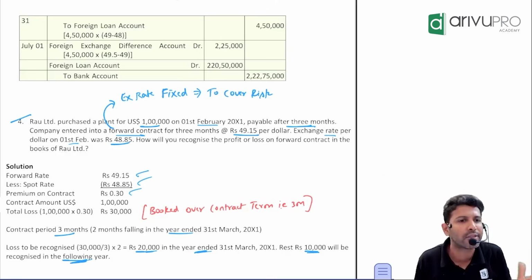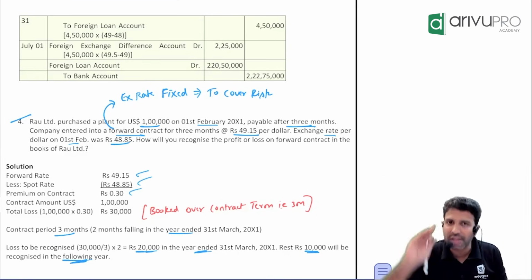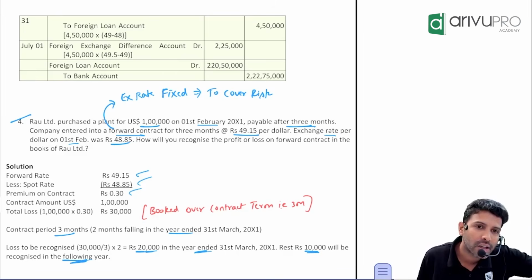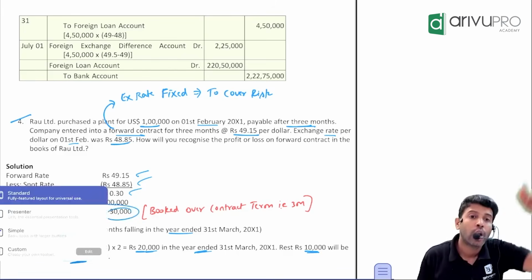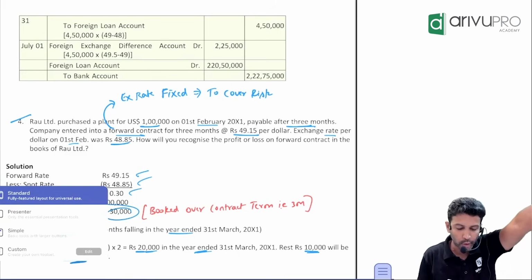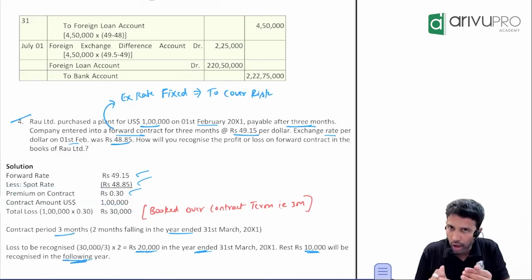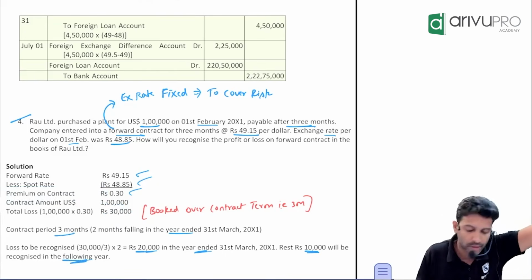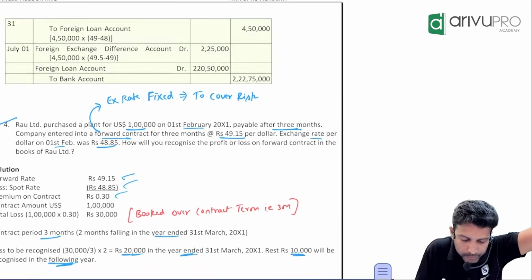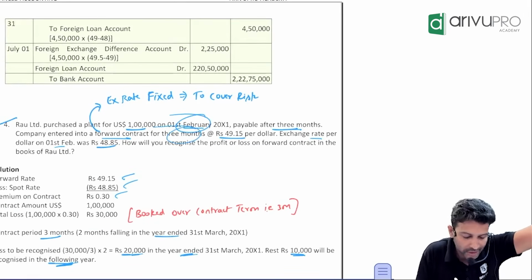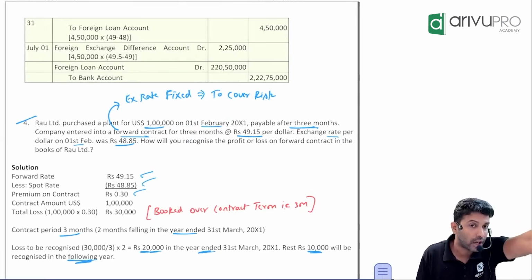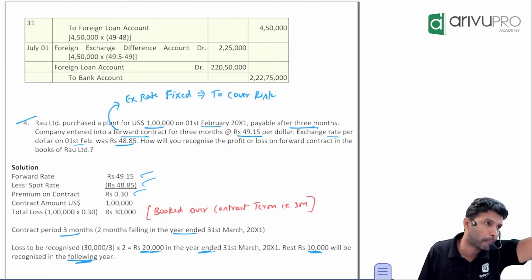Nobody will take the risk free of cost. So this is the commission which we are paying to the banker. This is a loss for me. What do you have to do for this loss? You'll have to transfer it over the forward contract duration. When did you enter into the forward contract? 1st February. For how many months? 3 months. That means you will transfer this loss over February, March, April.